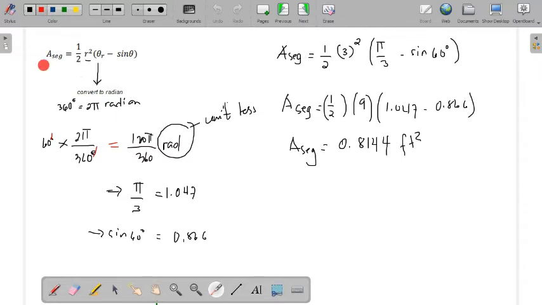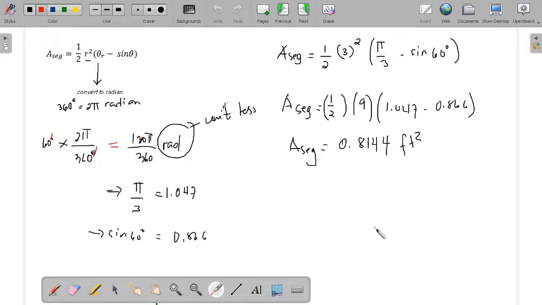So this is the area of the segment: 1/2 r squared, open and close parenthesis, theta in radians minus sine theta. You have to convert this into radians. 360 degrees is equal to 2 pi. So look here, 60 degrees times 2 pi over 360. Cancel, cancel, and then you got 60. All right, so your answer here will be 120 over 360.